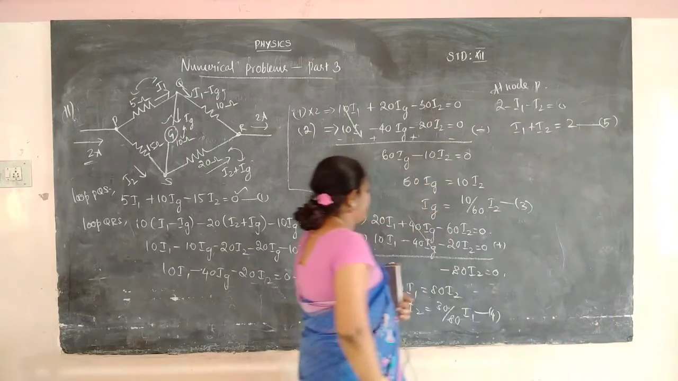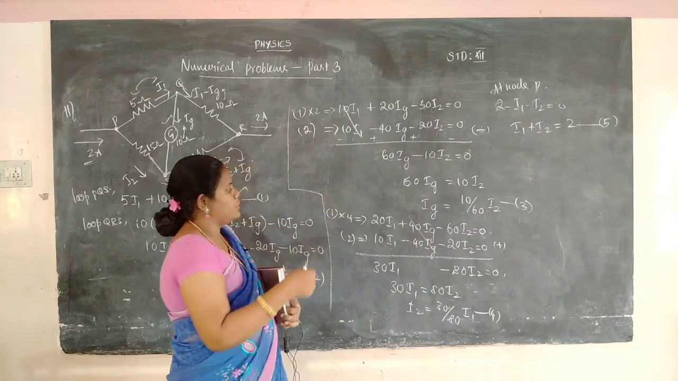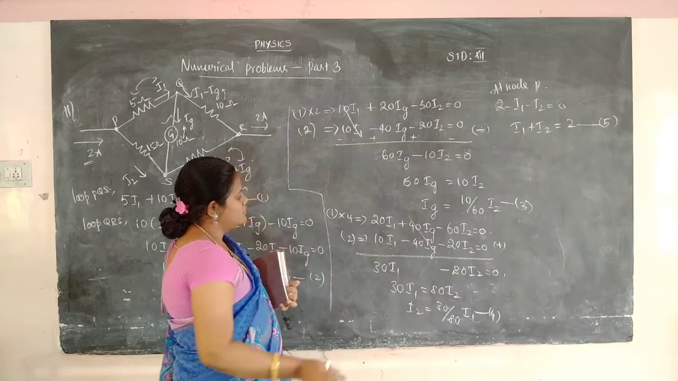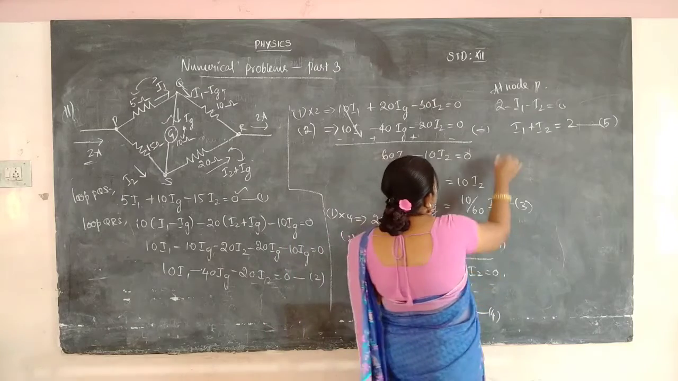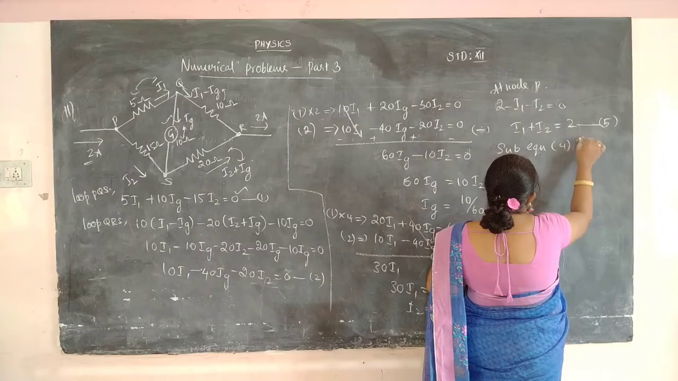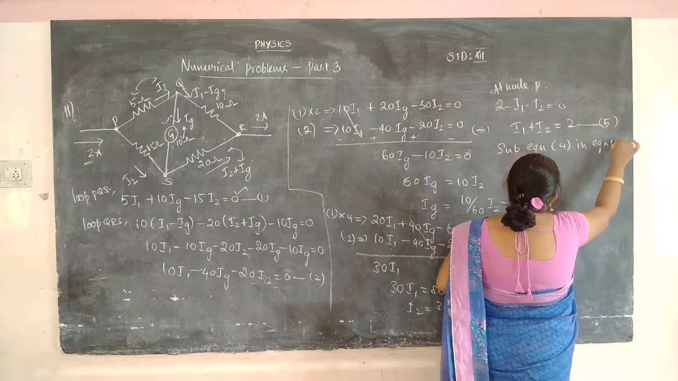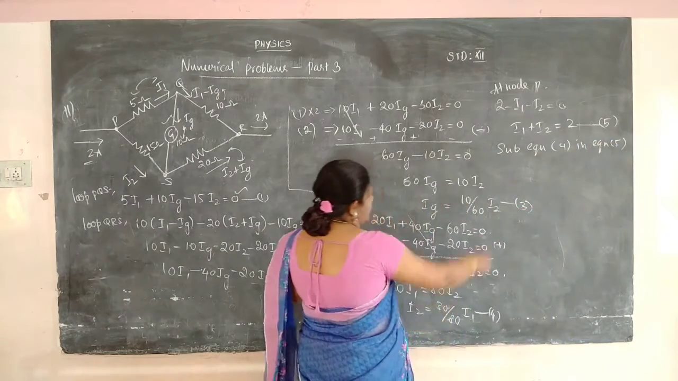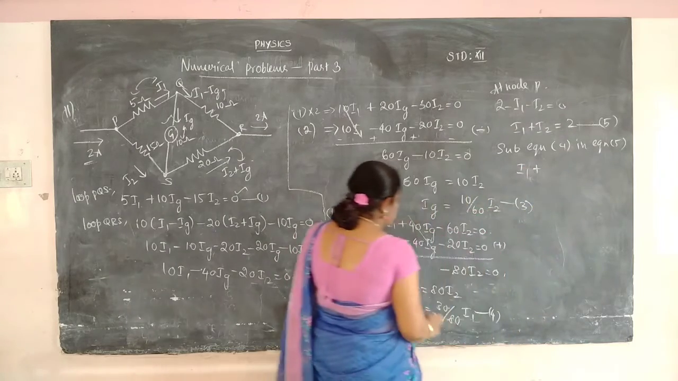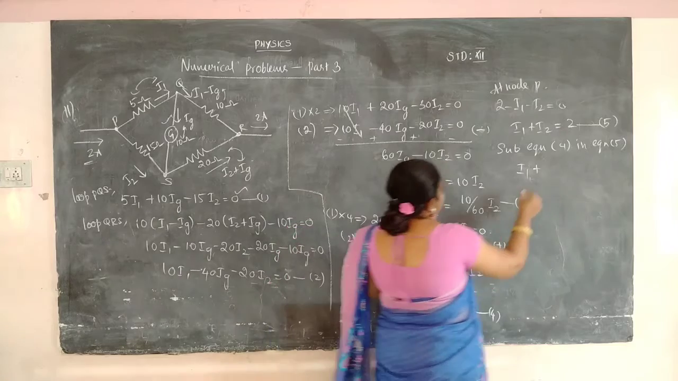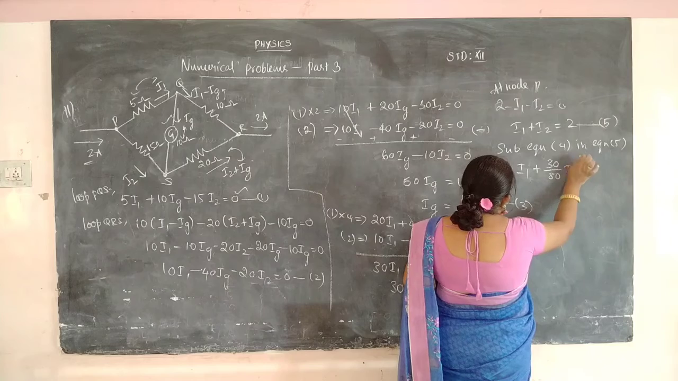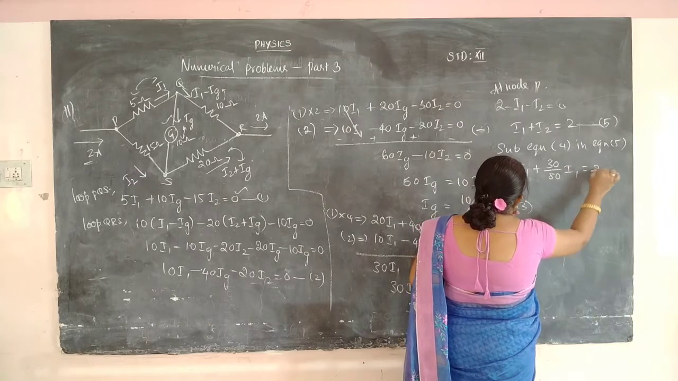Okay, so I2 value is there. Substitute the I2 value and we can easily calculate I1. Substitute equation 4 in equation 5. What is 4? I2 is 30 by 80 into I1. So I1 plus 30 by 80 into I1 is equal to 2.